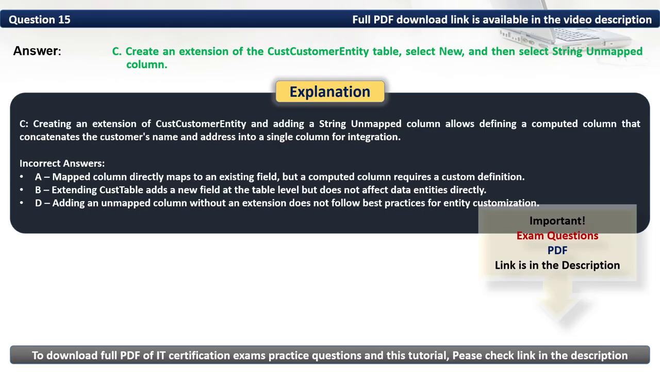Creating an extension of customer entity and adding a string unmapped column allows defining a computed column that concatenates the customer's name and address into a single column for integration.